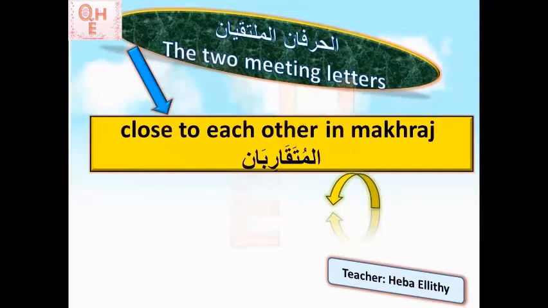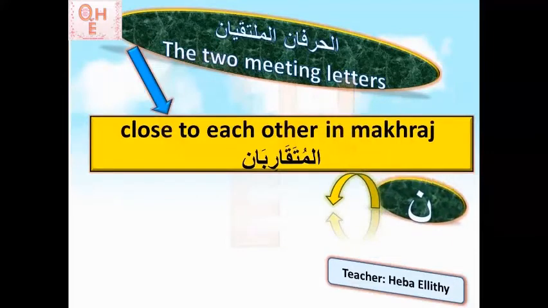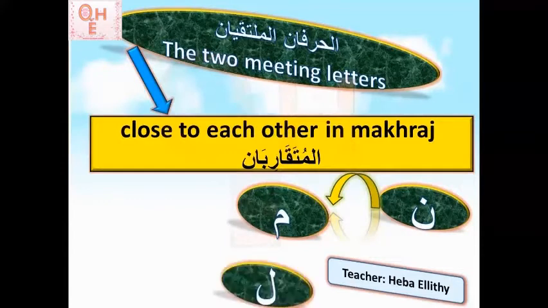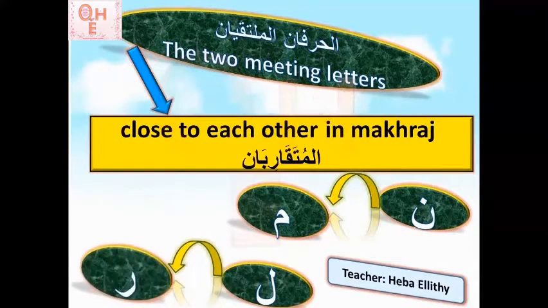Close to each other in makhraj, we call it al-mutaqariban. Mutaqariban means nearest or neighbor. For example, we have letter noon if it's followed by letter mim. This is mutaqariban in articulation point, in makhraj. We have letter lam with letter ra, for example. It's mutaqariban in the makhraj.